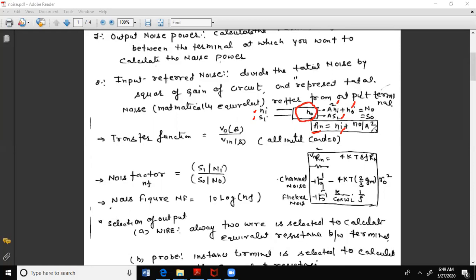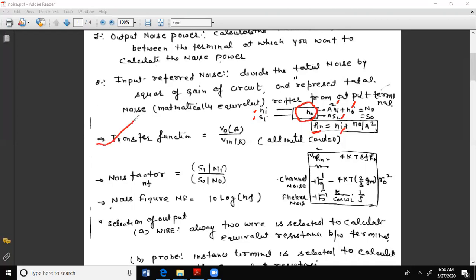So if the gain of the circuit or amplifier is high, then input referred noise is very minimum. So input referred noise and the SNR of the signal are interrelated to each other. If input referred noise value is less, then the SNR of the signal is good, or the noise figure of the circuit is also very good. Okay, so input referred noise signifies the noise figure of the circuit.